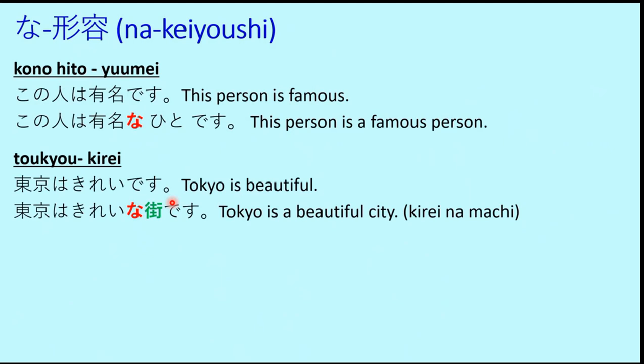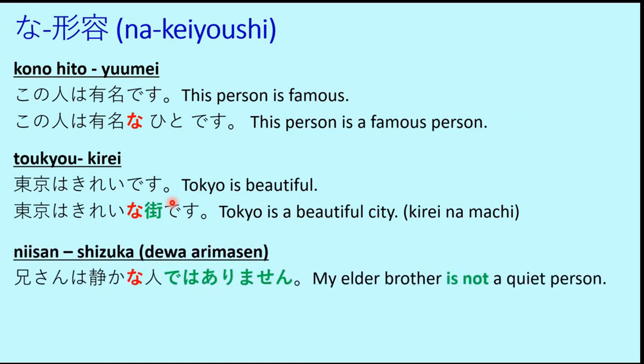Tokyo kirei. Tokyo is beautiful. So Tokyo wa kirei desu. This is the simple sentence. Now we can say Tokyo is a beautiful city. So the word for city in Japanese is machi. So Tokyo wa kirei na machi desu. So now kirei is the adjective, machi is the noun. So the adjective, na, noun format you remember. So kirei na machi. Tokyo wa kirei na machi desu. Tokyo is a beautiful city.